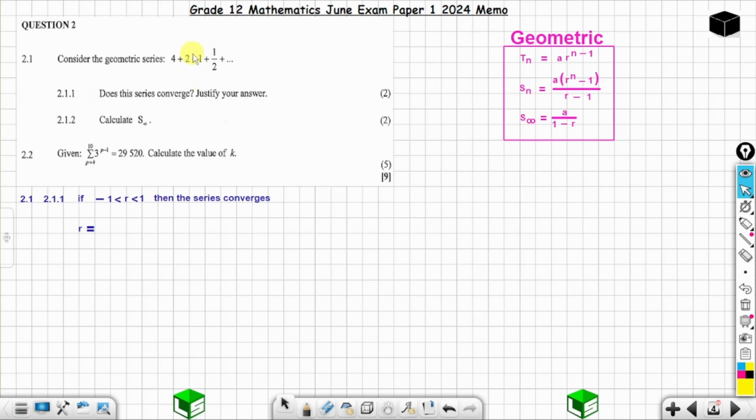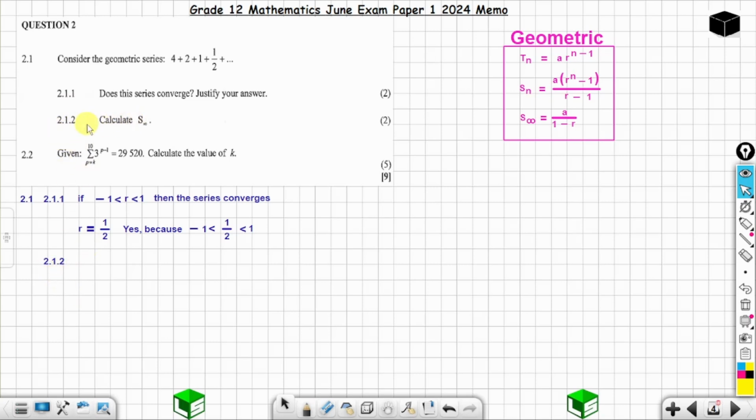So if I take T3 divided by T2, I'm going to have 1 over 2. This is 0.5, which is in between -1 and 1. I hope you know your number line. So we are going to say yes, because the common ratio, which is 1 over 2, is in between -1 and 1. With this condition, we conclude that the series converges.